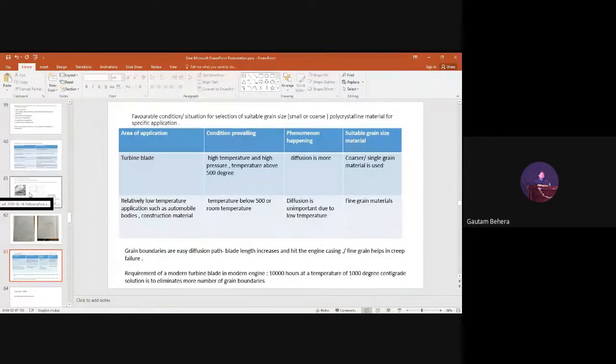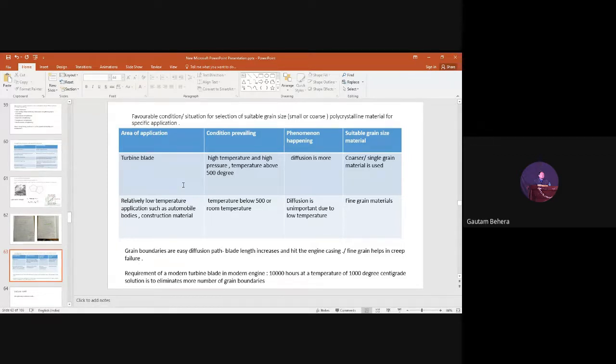Now, you people have understood how by reducing the size of the grain, the strength is increasing. I have already told you, because more is the number of grains, more is the number of grain boundaries, and more is the number of obstacles to the dislocation motion. The dislocation cannot move. It may get piled up along the grain boundaries, right? That will increase the strength of the material at the end. But there are certain conditions where we have to choose coarser grain, or we have to choose a single grain or single crystal. We do not have to choose finer grain.